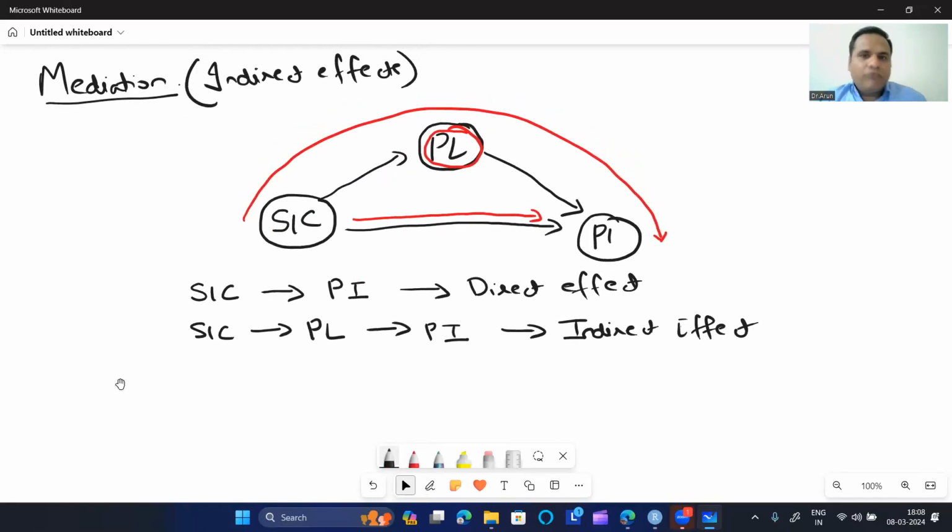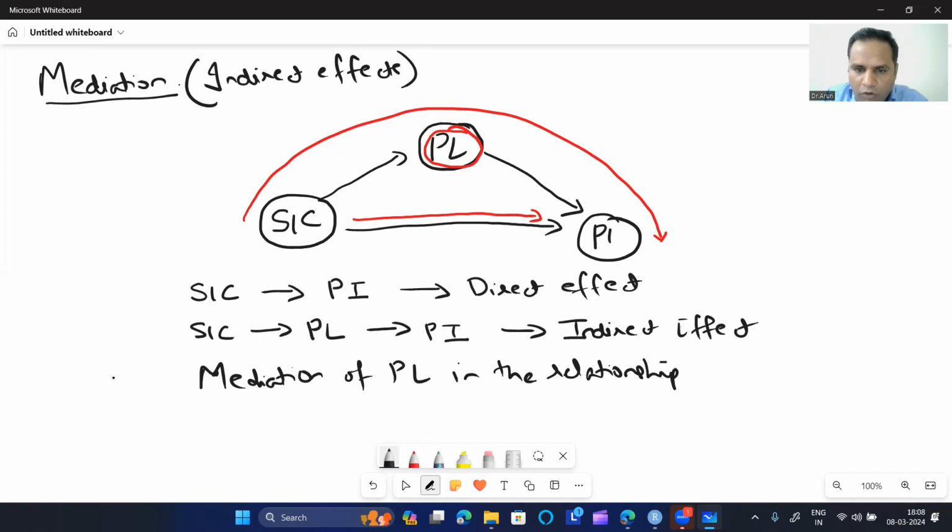So there is a direct path which goes from SIC to PI, but there is also a path which goes to PI from perceived liking. So in this particular model, you are testing the mediation of PL. What will I be testing? The mediation of PL in the relationship of SIC and PI. Now please understand, my friends.